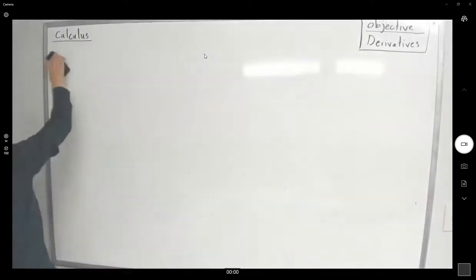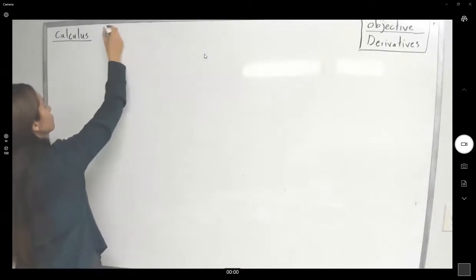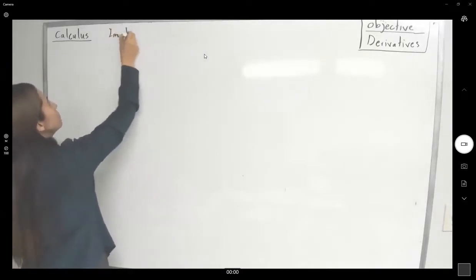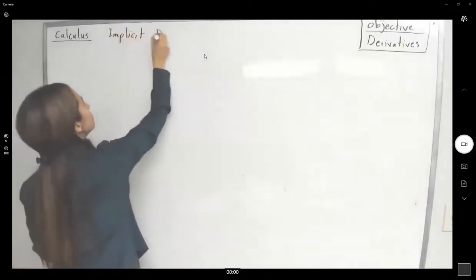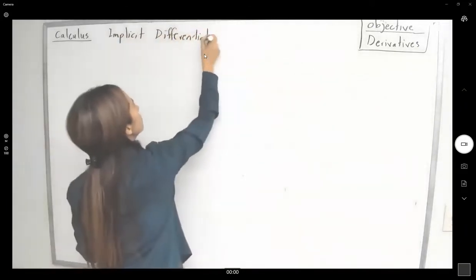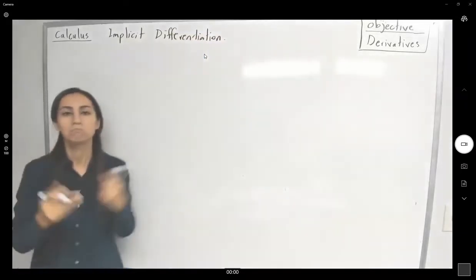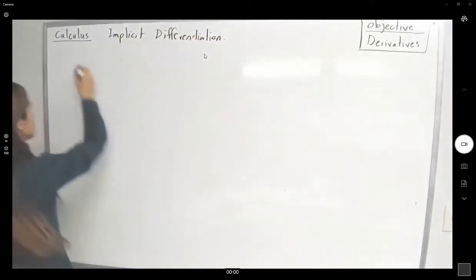Let me start by giving you one example. So, implicit differentiation. Well, there is this example for you.